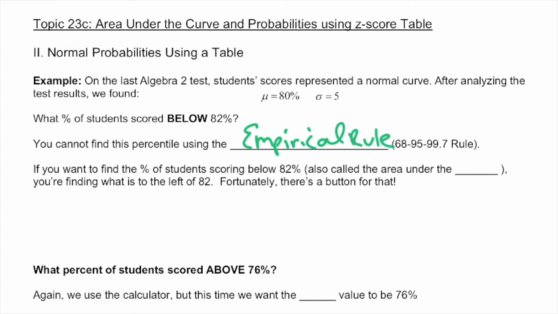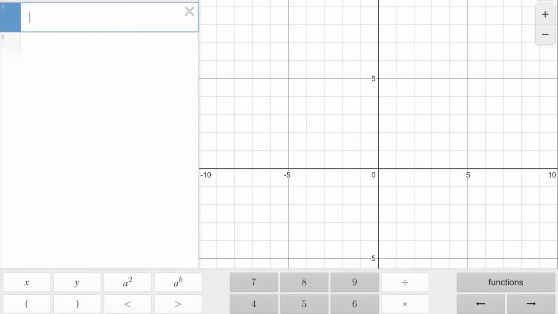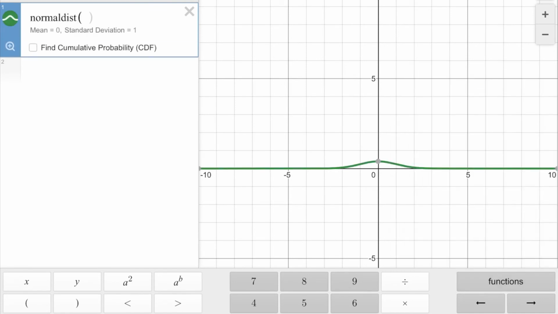So if we want to find the percent of students below 82, we want to find that area under the curve. We need to find out what is to the left of 82. So we would find 82 on our curve, and we would try to figure out what all of this percent underneath 82 is. And since we can't find it just by looking at it, we're going to need to go to Desmos. So in order to find some percentages for our normal curve, we're going to go to Functions, Distributions, Normal Distribution.